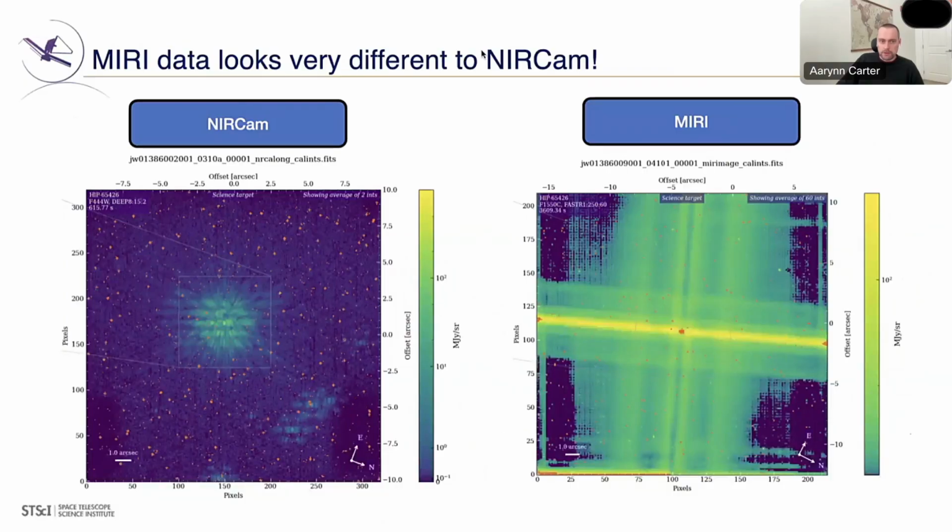Okay, one quick note I wanted to add is that NIRCam data looks very different to MIRI, so don't expect very similar results at this stage. The glow stick really does bias things.